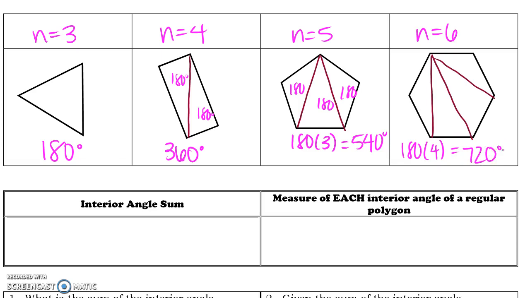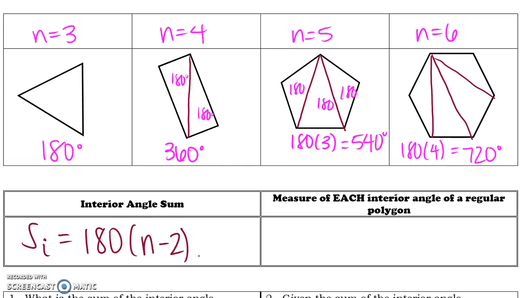Now, if you notice, each time we increase our sides, it increases the sum of all the interior angles of these shapes. And hopefully you can see it's all being added by 180. You add 180, you add 180. So that means the interior angle sum, the sum of the interior angles, is always going to equal 180 times the number of sides minus 2.